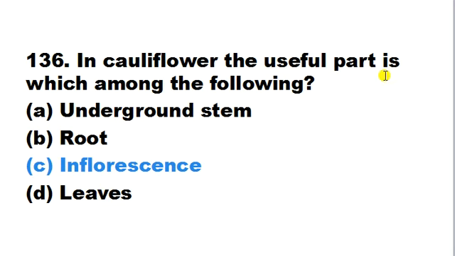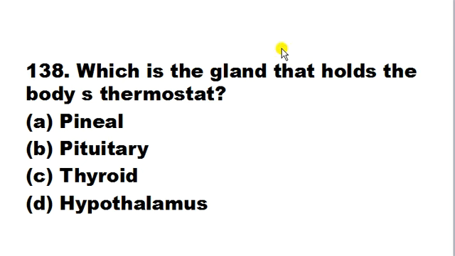Which is the gland that holds the body's thermostat? Pineal gland, pituitary, thyroid, hypothalamus. So what is thermostat here? Thermostat is something that controls your body temperature. So here hypothalamus is the gland which is holding the body's thermostat. Hypothalamus is responsible for controlling your body's temperature.